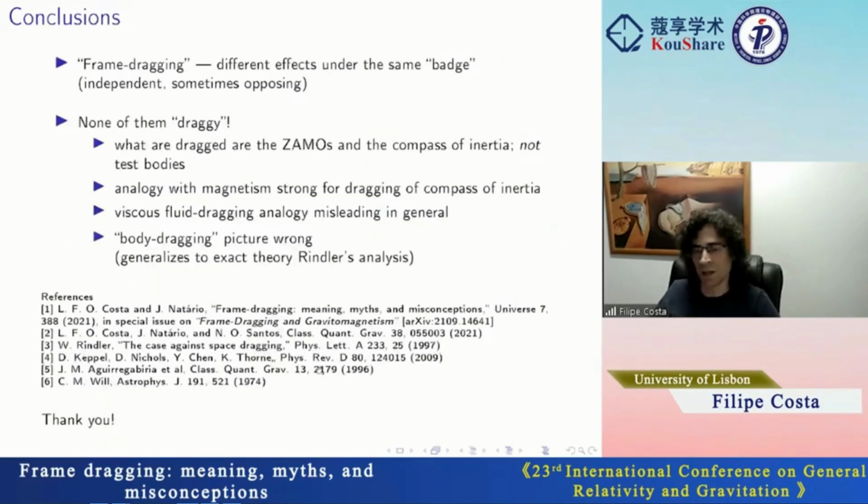So, concluding, under the label frame dragging, there are actually different effects with different physical origins that are independent and sometimes even opposing. And importantly, none of them is dragging, because what are dragged are the zero angular momentum observers and the compass of inertia, never test bodies. The analogy with magnetism is strong for phenomena related to the dragging of the compass of inertia. And on the contrary, the fluid dragging analogy is misleading in general. In particular, the body dragging picture is wrong. And this generalizes to the exact theory an analysis, a previous analysis by Ringler made in the framework of linearized theory.